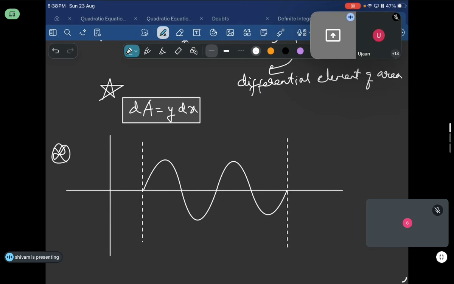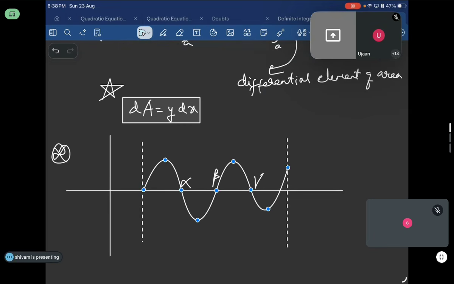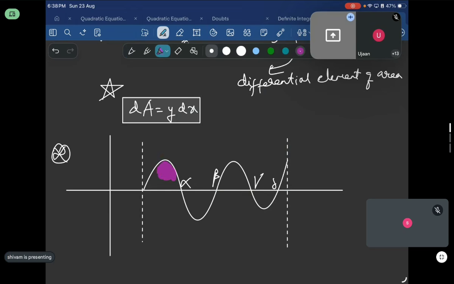Curve is given from a to b. Let us say that this root is alpha, this root is beta, this root is gamma. Let us mark it from here. This root is gamma, and let us say that this root is delta. So if you want to find out the total area of this curve.